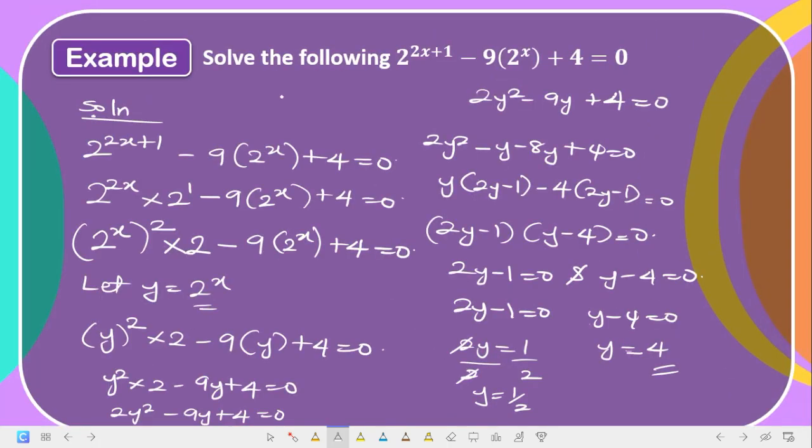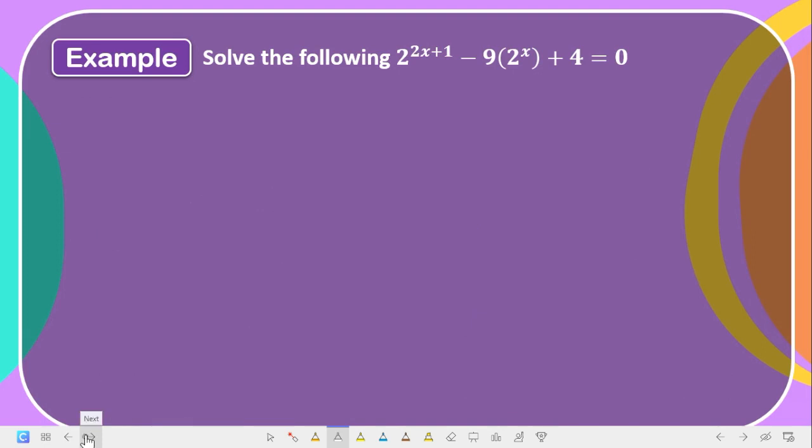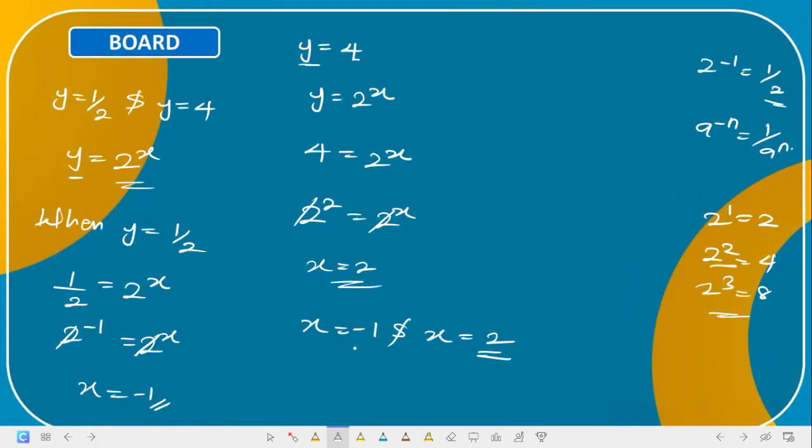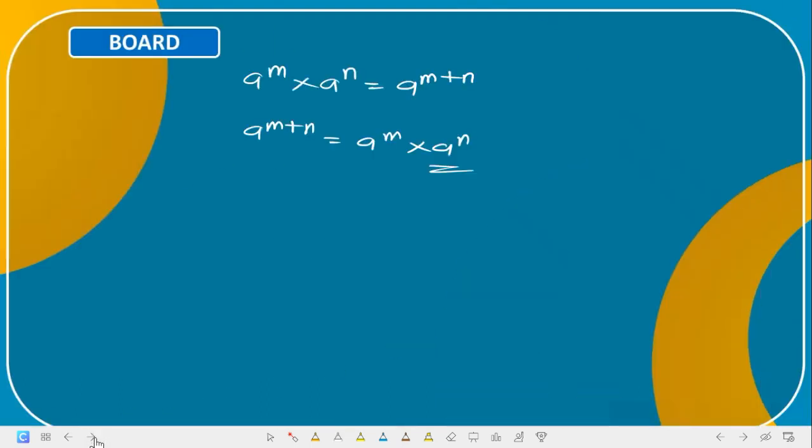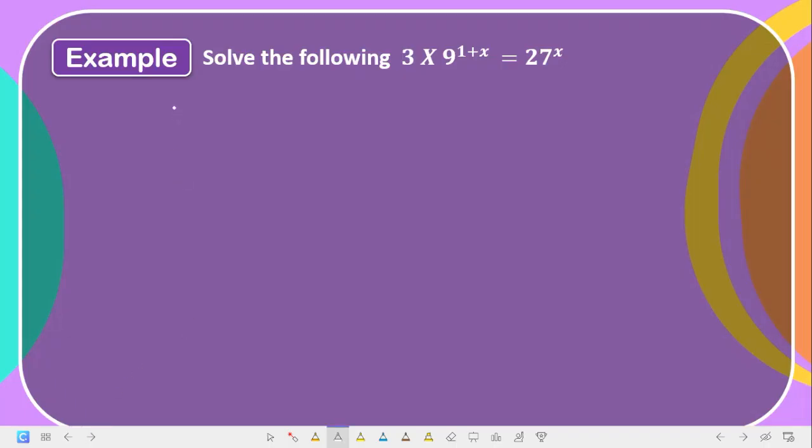So this question has the solution of x is equals to minus 1 and x is equals to what? 2. Now let's progress to the next question. The next question says solve the following. 3 times 9 to the power of 1 plus x is equals to 27 to the power of x.